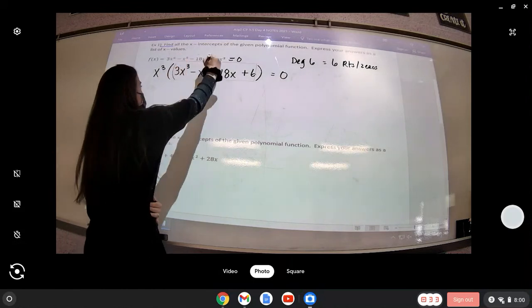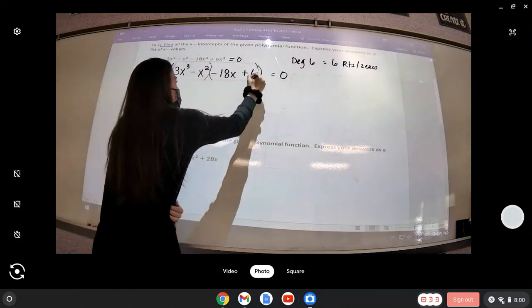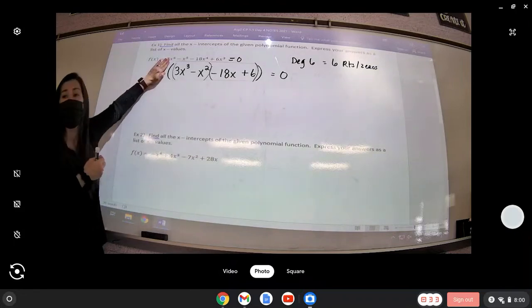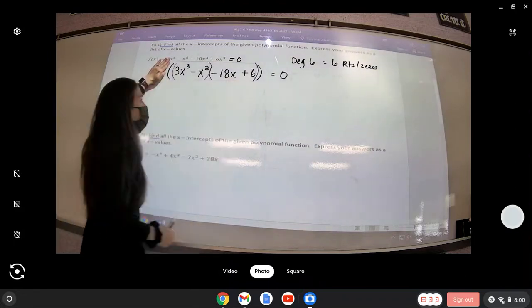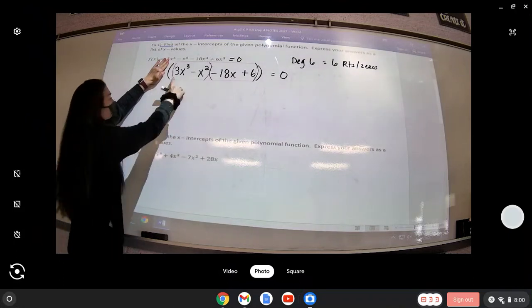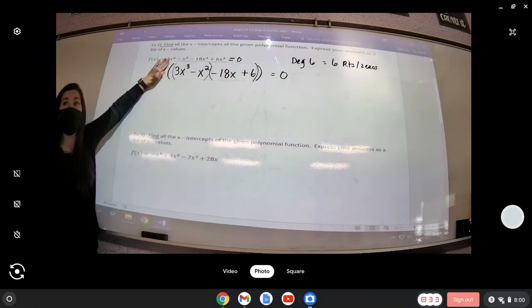So let's try to group it, guys. Everybody group the first 2 and the second 2. Now, when you go to group, please try your hardest to ignore that x to the 3rd right now. Just look at your new polynomial. So now you're going to find the GCF of these 2 pieces. What does a 3x to the 3rd and an x squared have in common? Everybody write it down. What's their GCF?